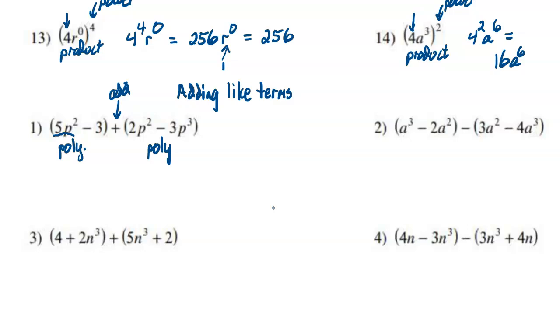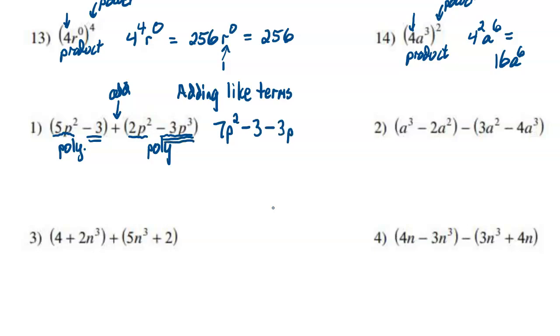5p squared, add 2p squared. Add the coefficients, 7, and keep the variable name p squared. There's also a minus 3 and no constant term to combine with it, so there's a minus 3 in the answer. And then there is the negative 3p cubed.